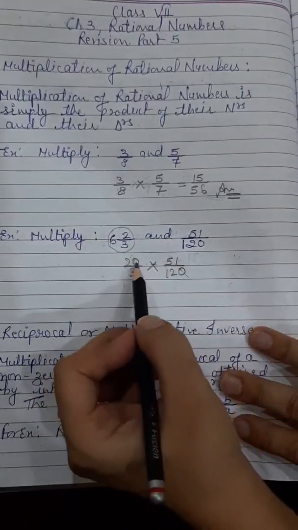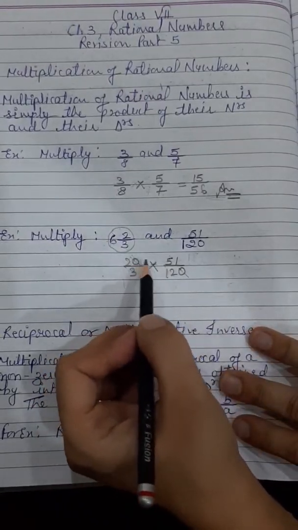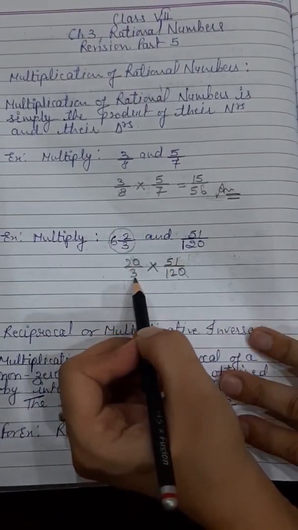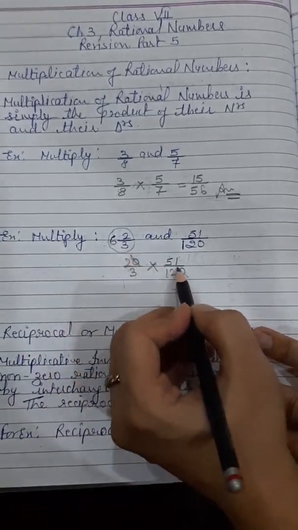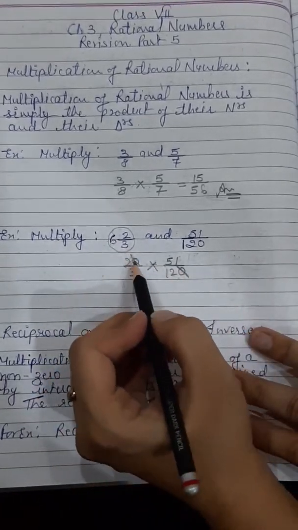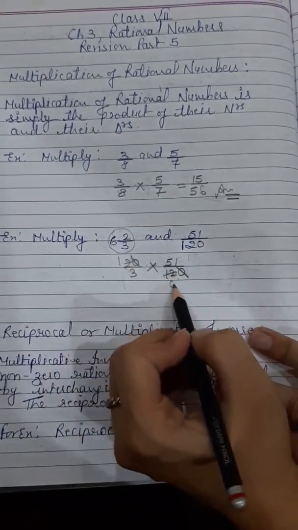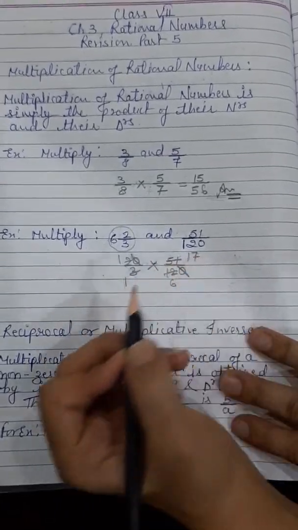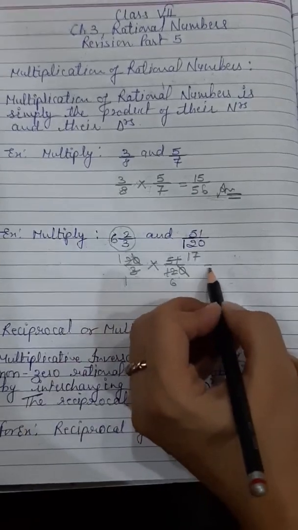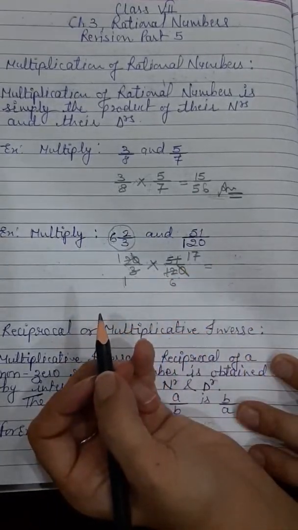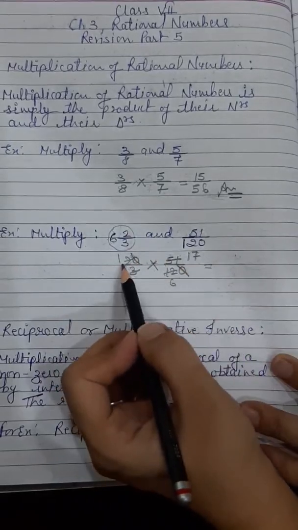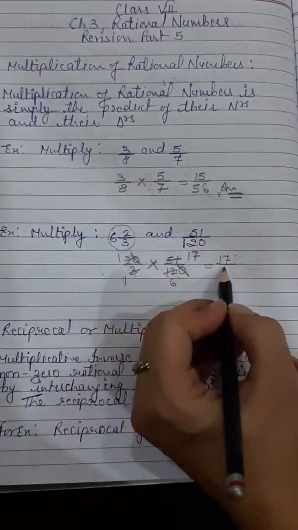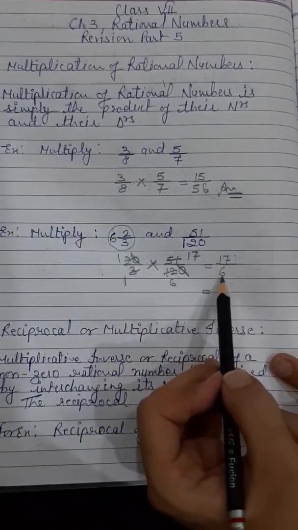Now here you can first check, can you cancel out any numerator with denominator? Yes, here we can cancel out this 0 with this 0. Clear? And 2 1s are 2, 2 6s are 12. Then 3 1s are 3, 3 1s are 3, 3 7s are 21. Clear? Now we can't cancel out anything. So now we have to multiply numerator with numerator, 17 1s are 17, and denominator with denominator, 6 1s are 6. Now 17 by 6.